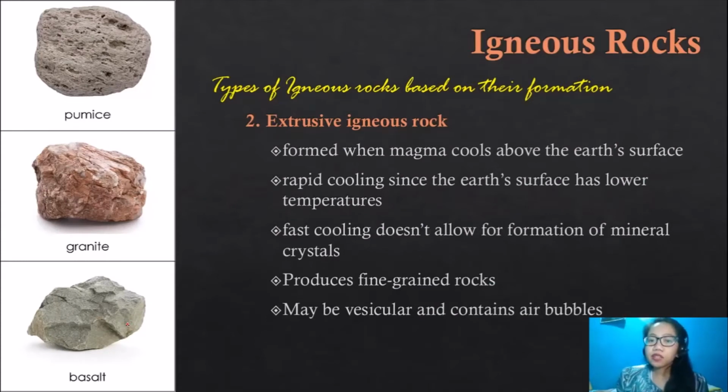Okay, so the next type of igneous rock is your extrusive igneous rocks, and these extrusive igneous rocks form on the Earth's surface. So here, let's put that out, Earth's surface. Okay, so due to the rapid cooling, it has very specific properties. It doesn't allow the formation of minerals, crystals rather.